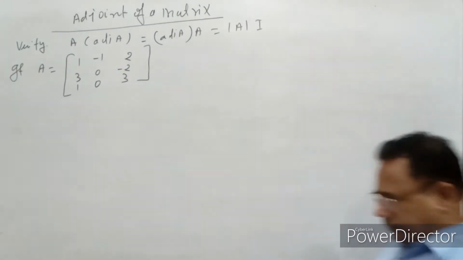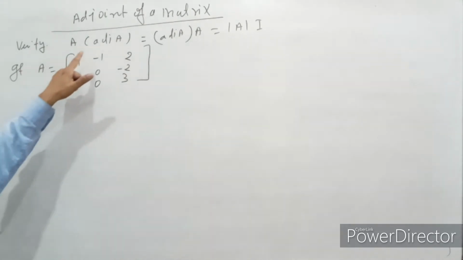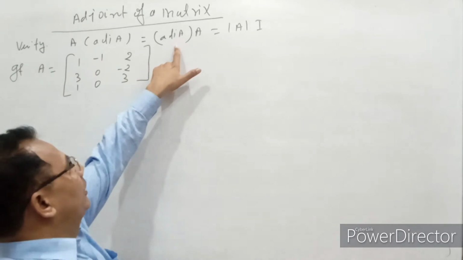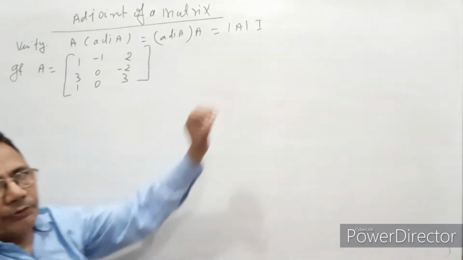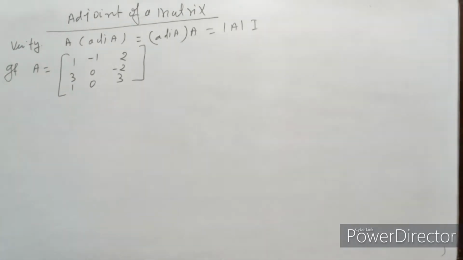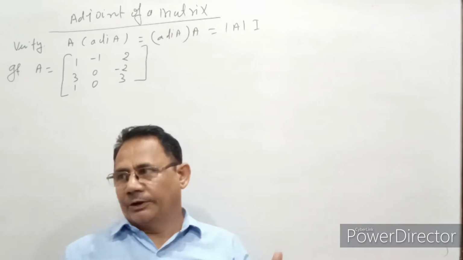Yes, take adjoint of a matrix. Here, that is the given matrix A. Now we verify the result: A into adjoint of A is equal to adjoint of A into A, which should be equal to this. So first of all, we find the value of the det A, and after that we find the value of the adjoint of A.